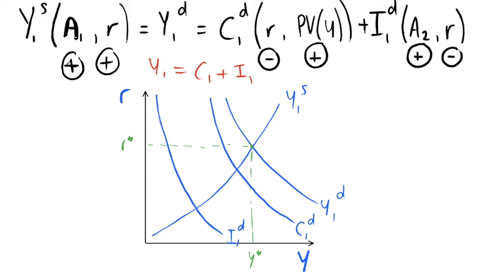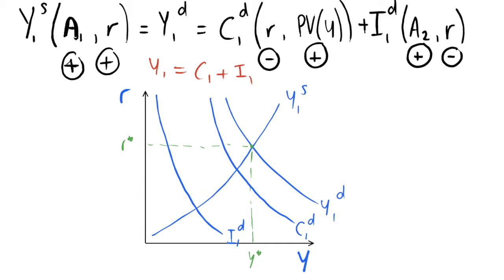Why have we done that? Well, when we have a productivity shock, we can now see what the impact is on the consumption curve and on the investment curve, and then we can sum up these effects, add them together, to see what the effect on our demand curve is.